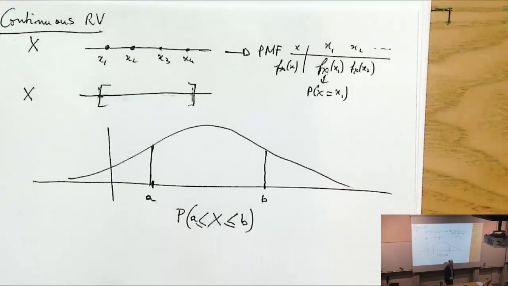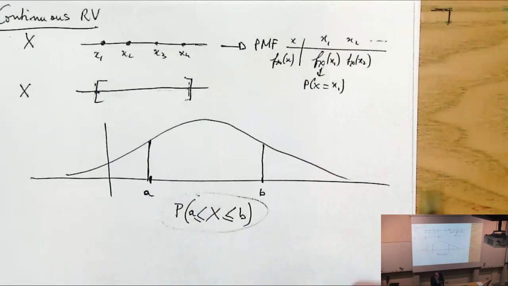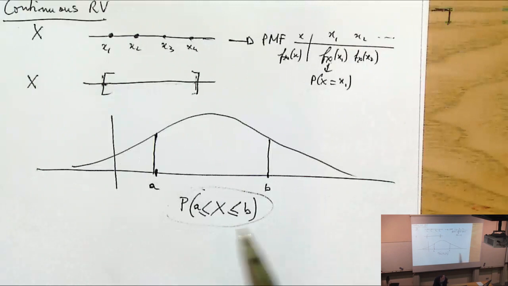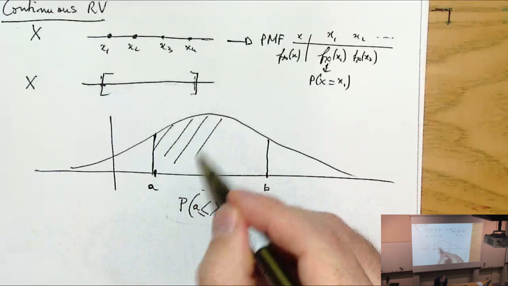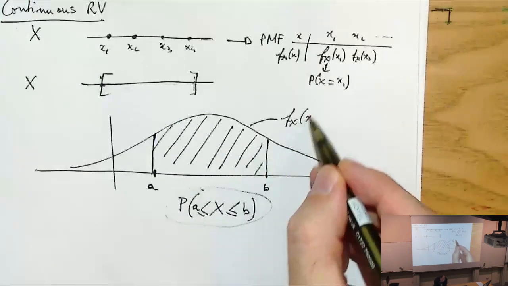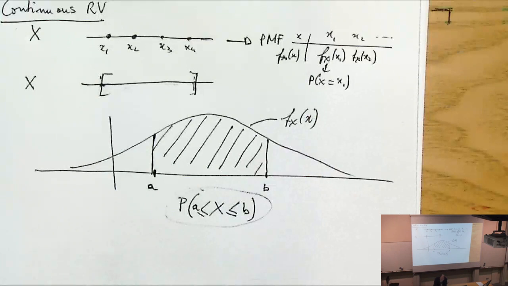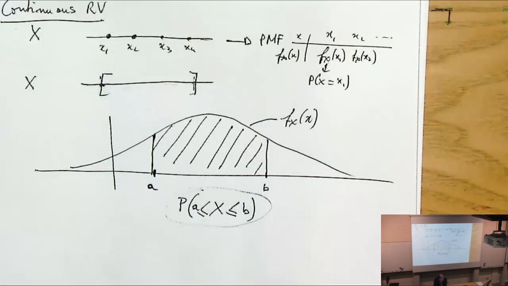Now my x is continuous, so I can take any values on this real axis, right? If I'm looking at this quantity, how can I define this? Well, I define this quantity as the area under a certain curve that I will call fx of x, between those two boundaries, a and b.